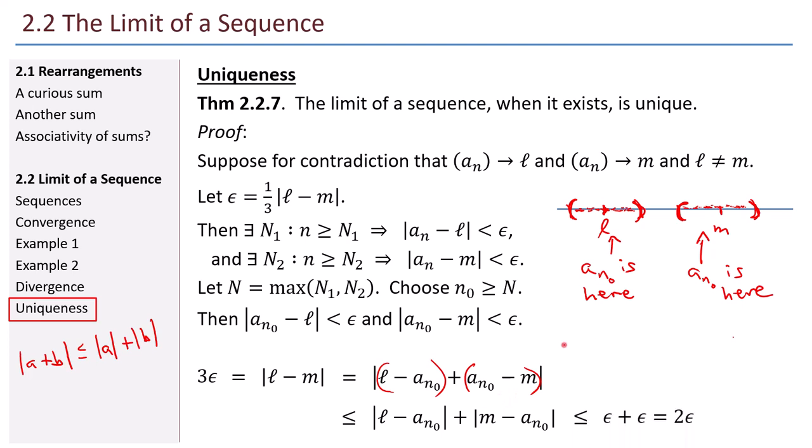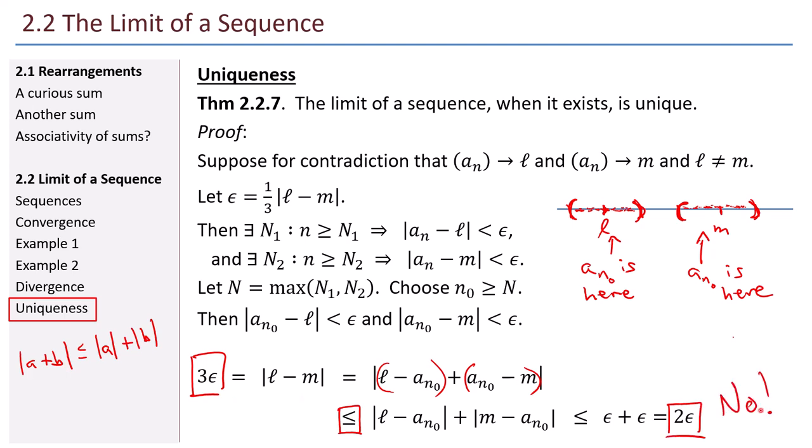But now look at this. That first absolute value, that's less than or equal to epsilon. That second absolute value, that's less than or equal to epsilon. So I add the two epsilons together, I get 2 epsilon. Wait a second, this is ridiculous. Look at the beginning and the end of this inequality. 3 epsilon is less than or equal to 2 epsilon.